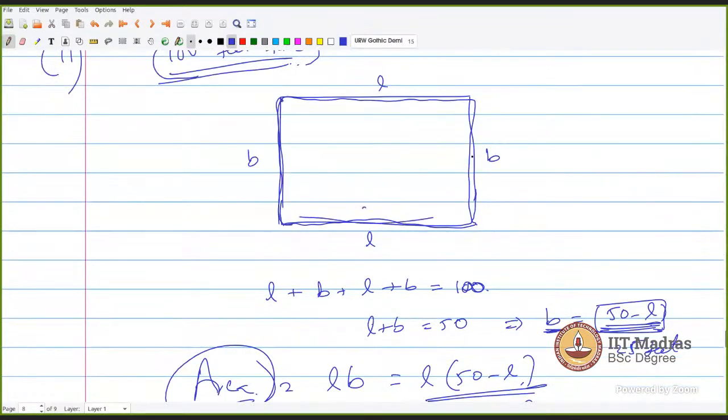So you can see the total fence is 100, so each of these lengths is 25. Right. So what is the length of the rectangular garden so as to get the maximum possible area? And what will be the maximum possible area of the rectangular garden? 625.